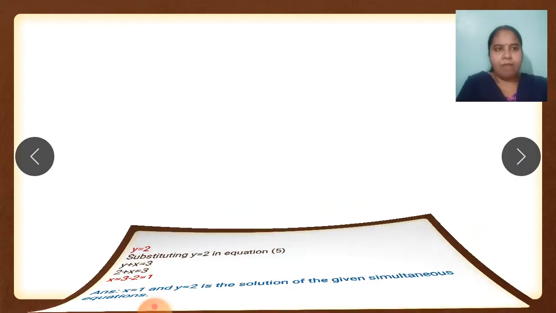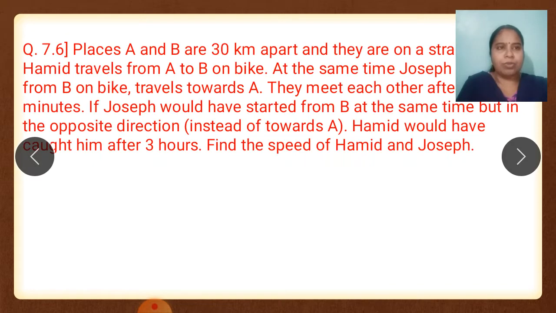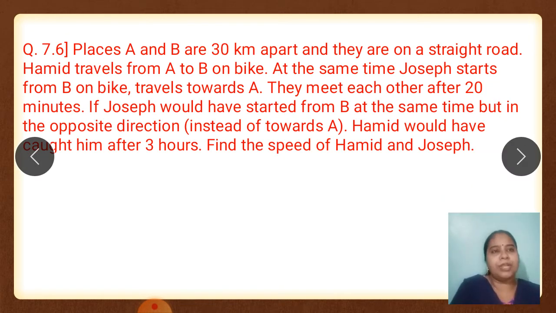Then after this, I have taken one more sum from the problem set, which was also repeatedly asked in the doubt session. This is from question number 7, sixth one, a word problem. Important type. Let's see. Places A and B are 30 km apart and they are on a straight road. Hamid travels from A to B on bike. At the same time, Joseph travels from B on bike and travels towards A, right? They meet each other after 20 minutes.